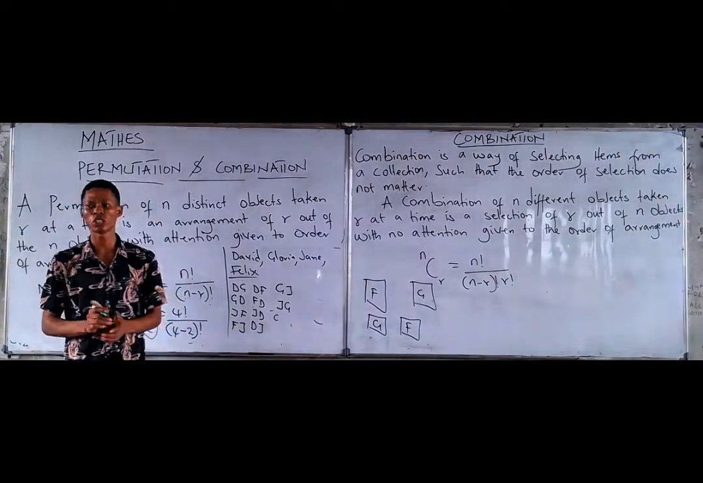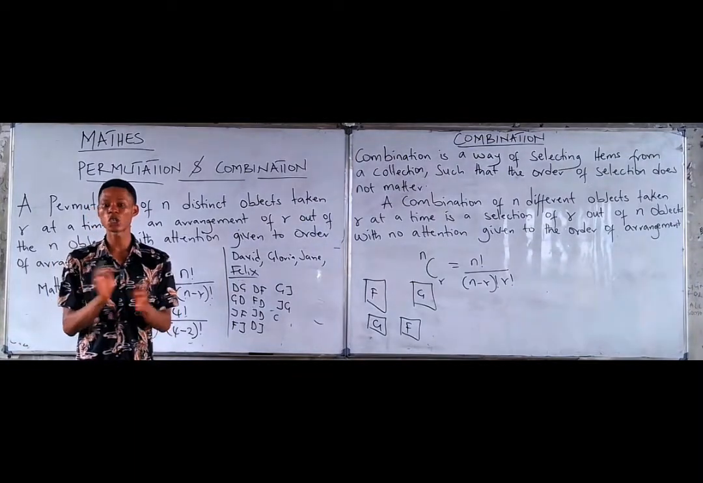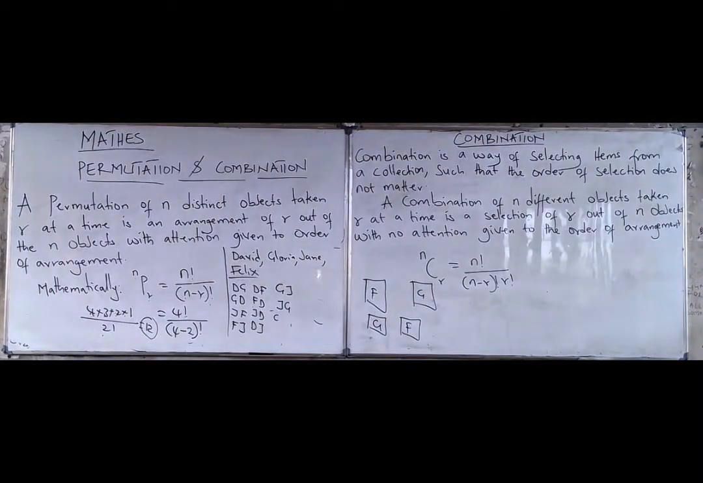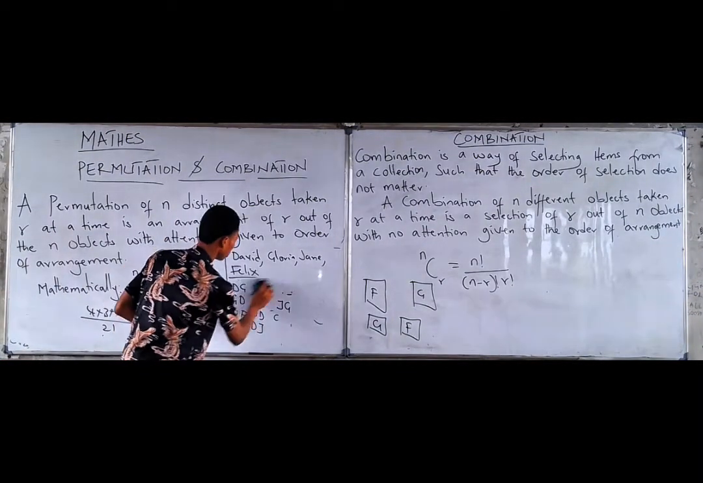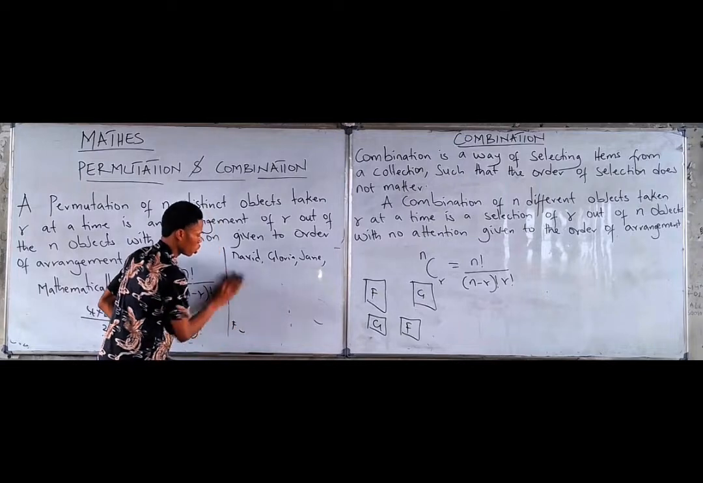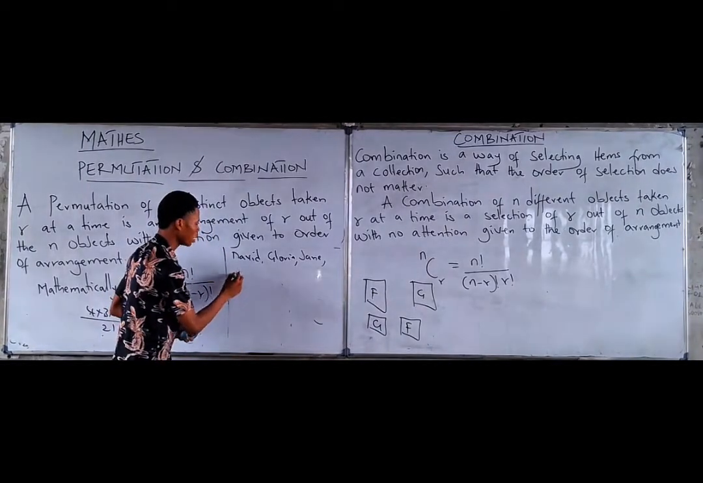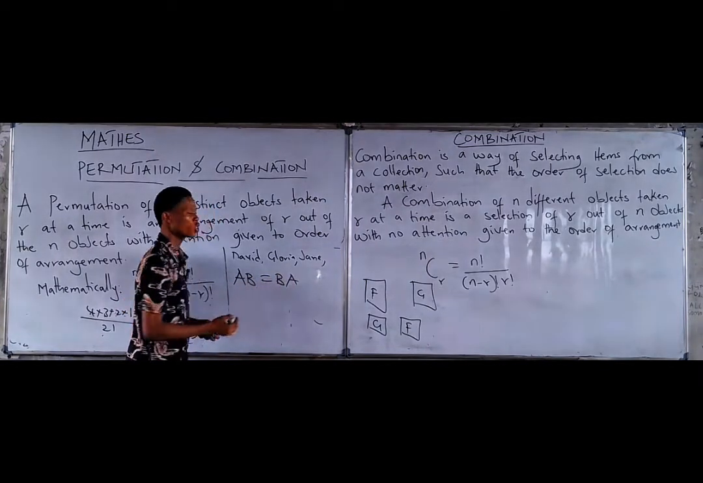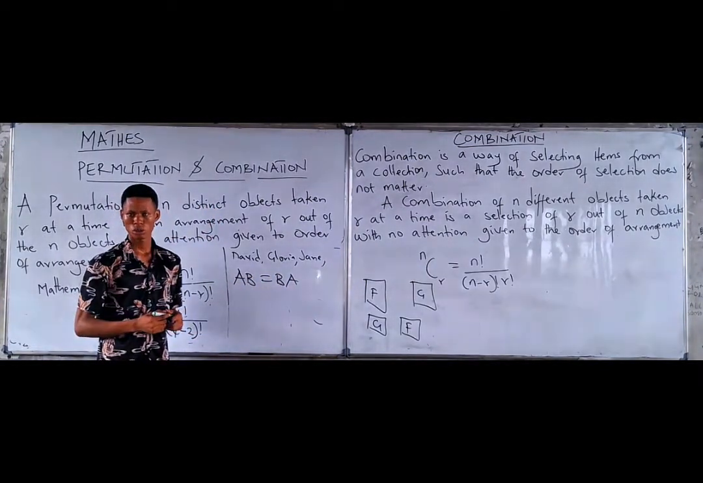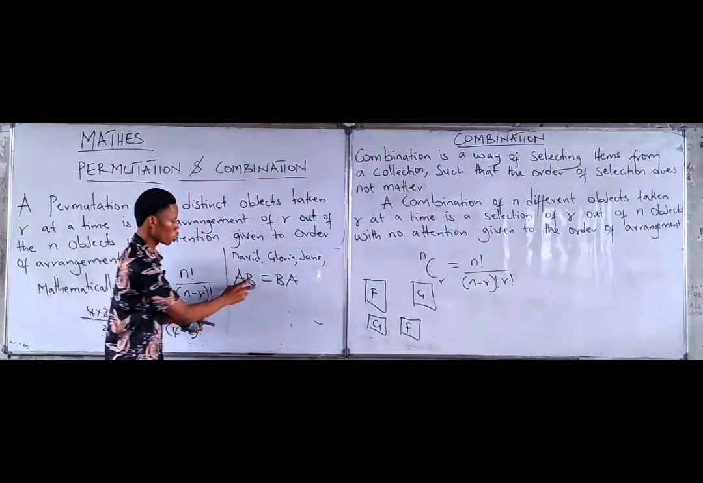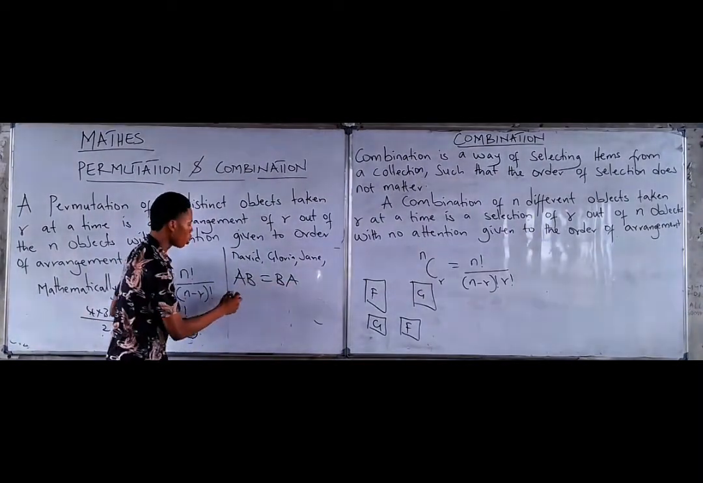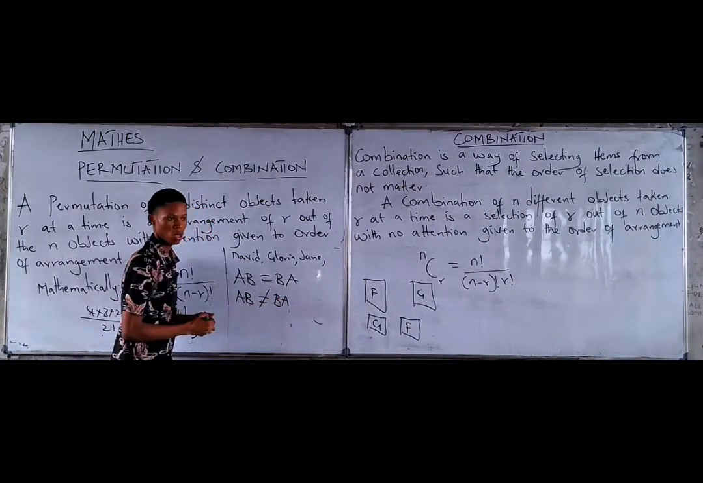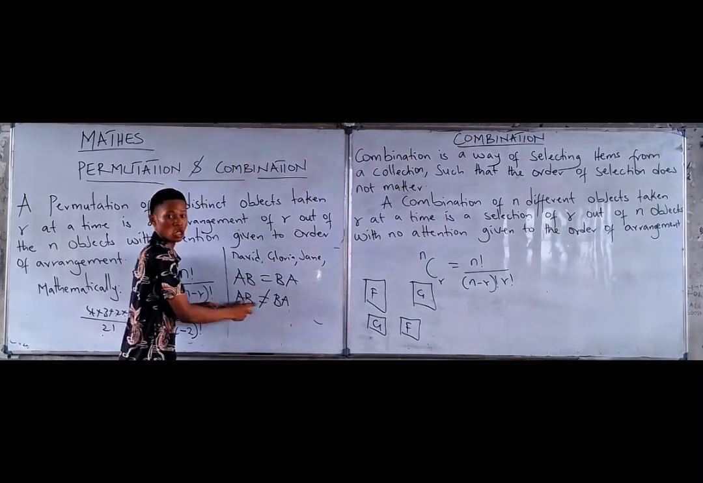But in combination, the order is not important. So this is what that means. If I have something like this, AB equals BA, is this combination or permutation? Combination, right? Because the order is not important here. But if AB is not equal to BA, this is what? Permutation, because the order is important. This is not equal to this.